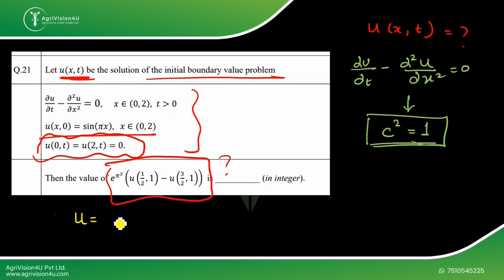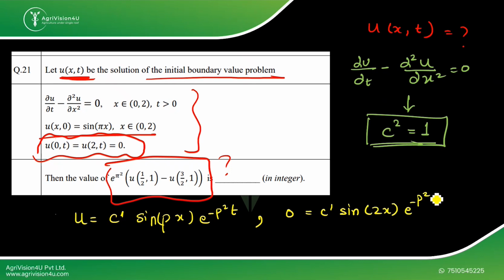So u is, let us write here, u is sin(px) c' e to the power minus p squared t. If you put this boundary condition, you will get 0 is equal to c' sin 2p e to the power minus p squared t. What is the value of x here? This will be 2p. So c' cannot be 0, otherwise we will not get the solution.